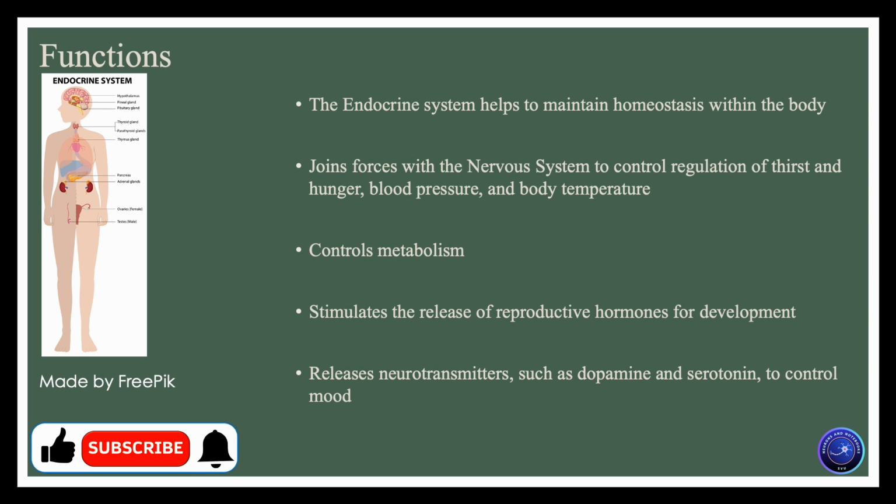Such reproductive hormones are estrogen and testosterone, which we will learn in future PowerPoints. Next, the endocrine system releases various neurotransmitters, which are basically chemical signals that communicate with the brain, and these neurotransmitters basically control mood. So some neurotransmitters are dopamine and serotonin.